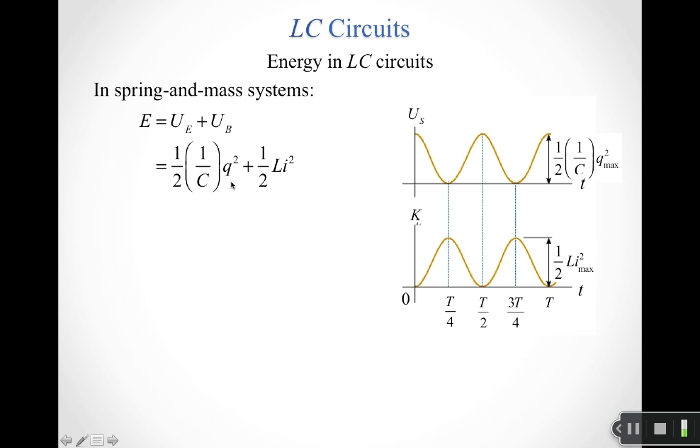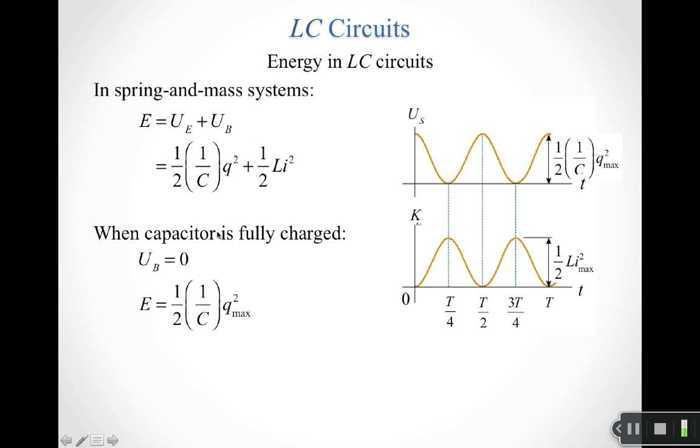Basically, you start by charging up the capacitor to some maximum value, and the current is initially 0. So when the capacitor is fully charged, there is no energy stored within the magnetic field. It's all within the electric field on the capacitor. So the total energy is basically fixed at 1/2 times 1 over C times the maximum charge on the capacitor squared. This is what the energy is going to be at any point in time.